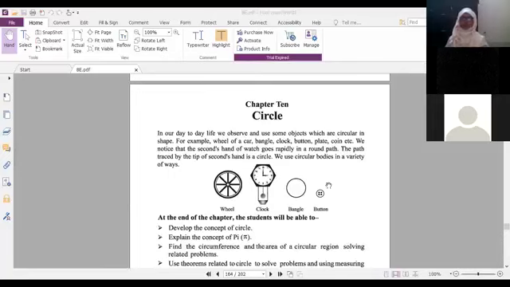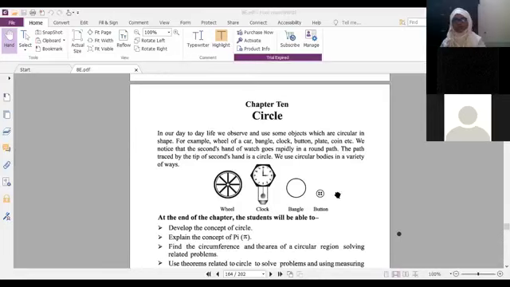Today, I'll discuss chapter 10. It's about circle. First of all, see the different kinds of pictures here: a wheel, clock, bangle, and pattern. In our everyday life, we observe and use some objects which are circular in shape.